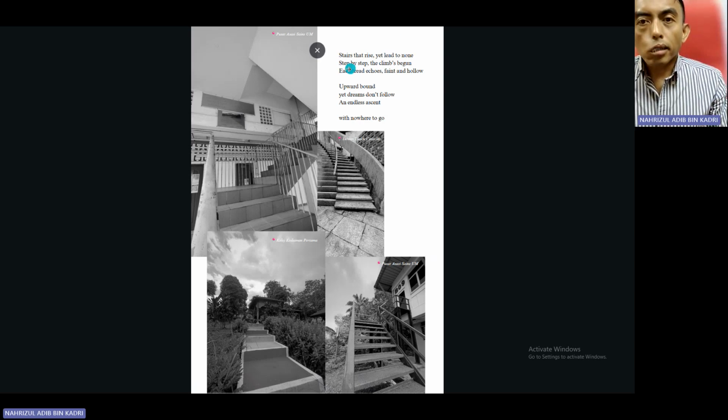Yeah? Step by step, the climbs began. Each tread echoes, faint and hollow, outward bound. The stairs always go upwards, right? Yet dreams don't follow. An endless ascent with nowhere to go.